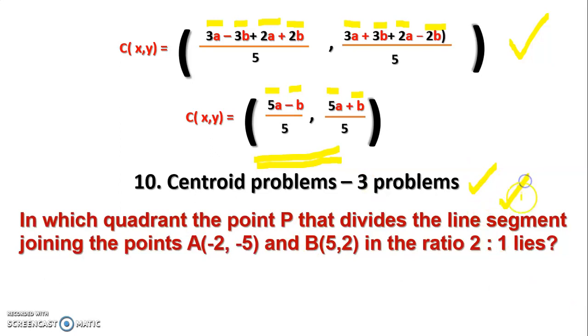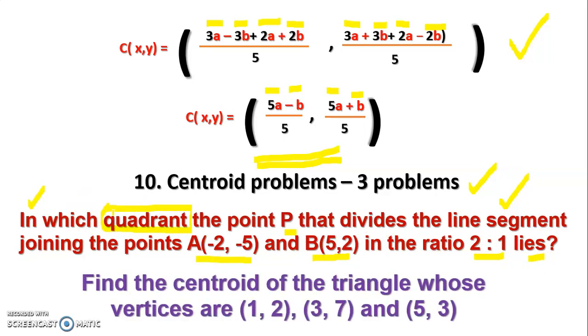Next, some homework has been given for you. In which quadrant does the point P that divides the line segment joining the points A (minus 2, minus 5) and B (5, 2) in the ratio 2:1 lie? That means you need to find the coordinates and write down in which quadrant they lie. And next one, find the centroid of the triangle whose vertices are given. So do the problems from 6th to 10th, including this homework also.